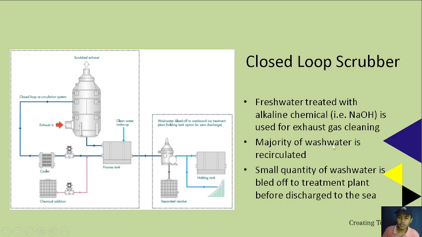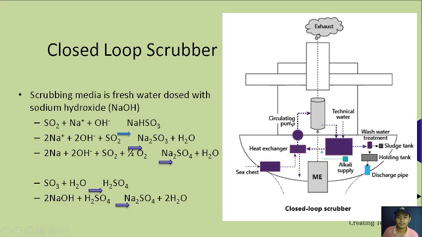So the majority of wash water is recirculated. A small quantity of wash water is bled off to the treatment plant before discharge at the sea. So here's a chemical analysis of our closed loop scrubber. So the scrubbing media is fresh water dosed with sodium hydroxide.